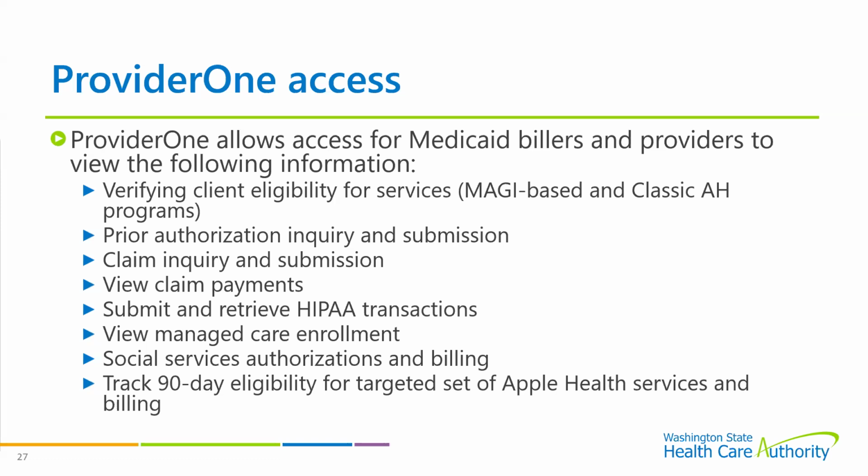Provider One allows access for Medicaid billers and providers to view some information that might be very useful. Some of it includes verifying client eligibility for services for both MAGI-based and classic Apple Health programs, prior authorizations, claims inquiry and submissions, claim payments, managed care enrollment, social service authorization and billing, and track 90-day eligibility for targeted set of Apple Health services and billing. Next slide, please.